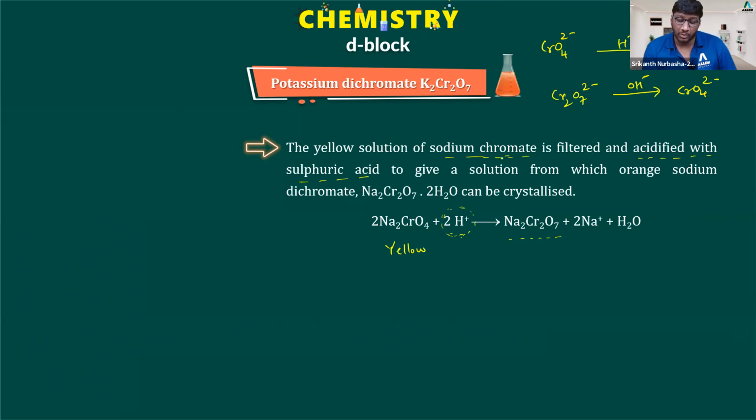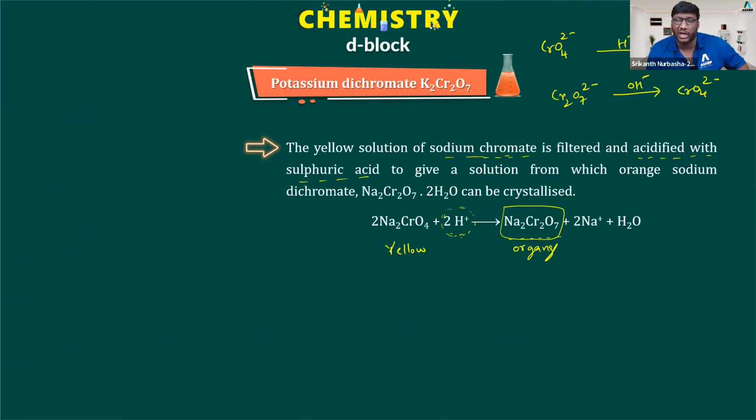Yellow solution of sodium chromate is filtered and acidified with sulfuric acid to give a solution from which orange sodium dichromate crystallizes. Dichromates are orange in color. If you take sodium dichromate or potassium dichromate, both are orange only. Sodium chromate or potassium chromate, both are yellow only.